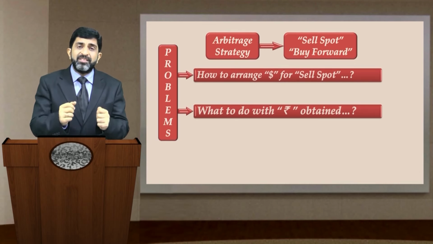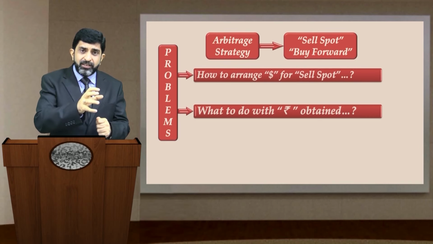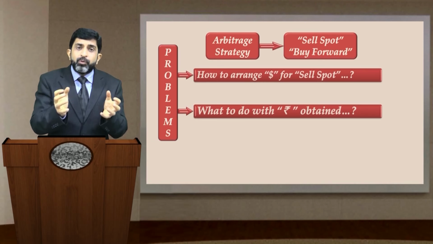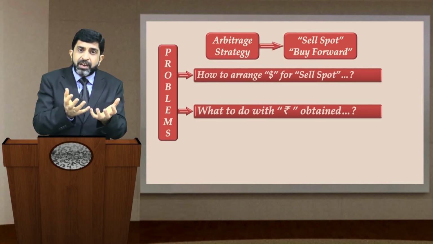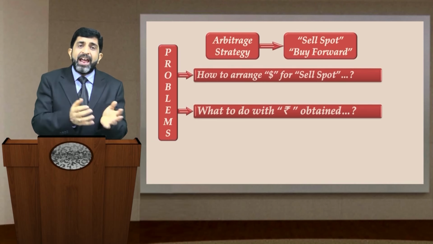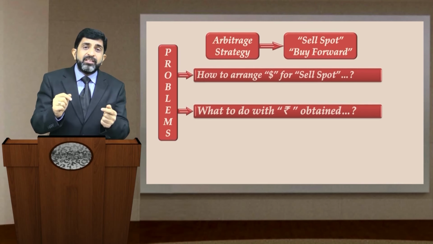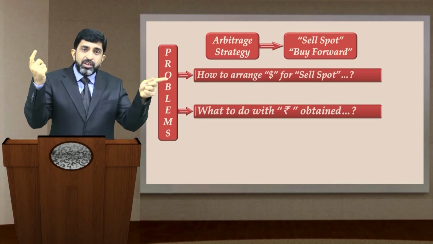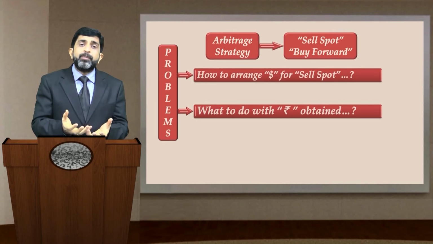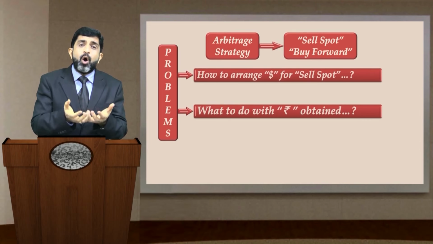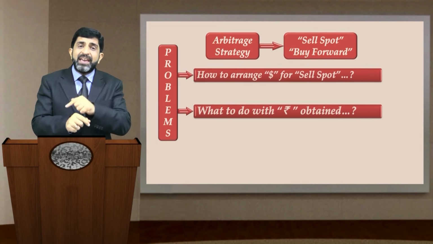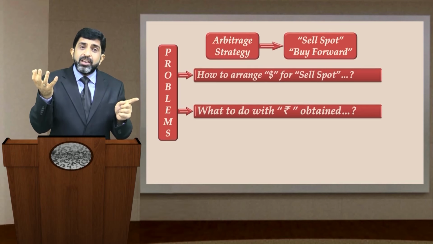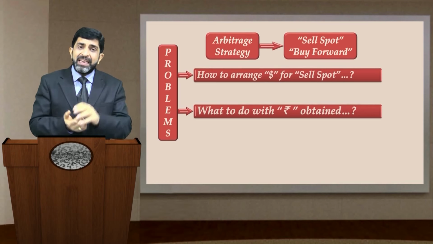The second problem is, once I sell dollars in the spot market, in exchange I would be getting rupees. What would I do with those rupees obtained? Obviously, it's money in your hand, invest it. That means you have to raise borrowings in dollars, then sell spot, and finally you invest the obtained amount of rupee in India. That means your borrowings will be raised in US, your investment will be made in India.